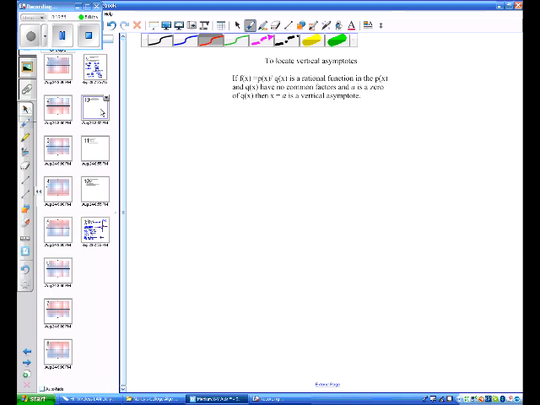Okay, to locate our vertical asymptotes, if f of x is equal to p of x divided by q of x is a rational function, and the p of x and q of x have no common factors, and a is a 0 of q of x, then x equals a is a vertical asymptote. Now, this is what that's saying in a little bit simpler words. Let's just take one. f of x is equal to x over x squared minus 1.